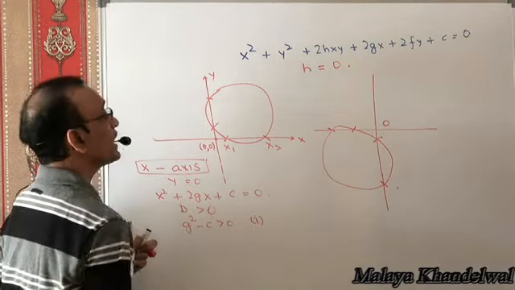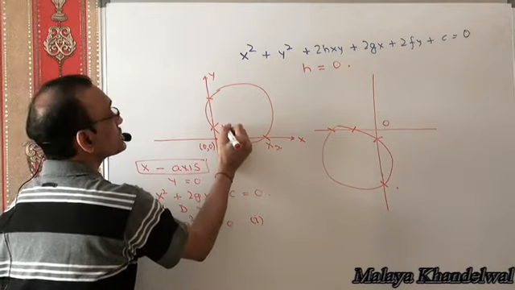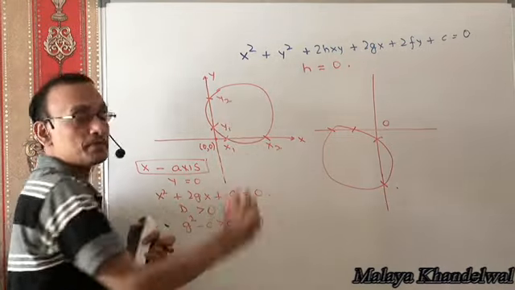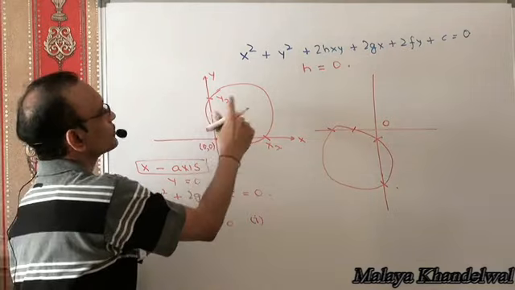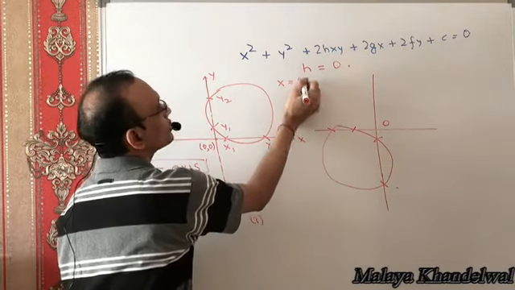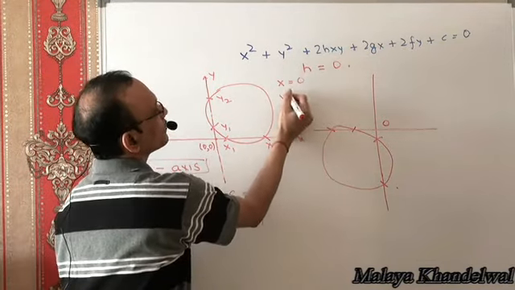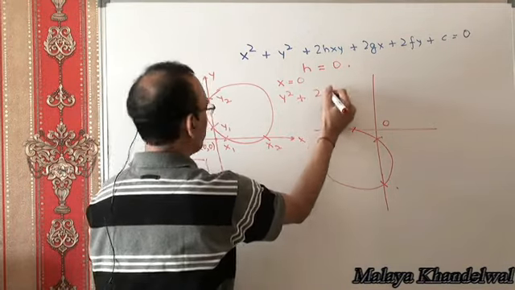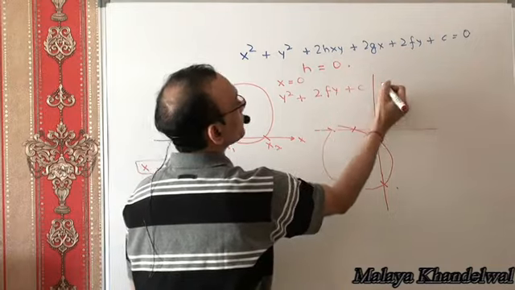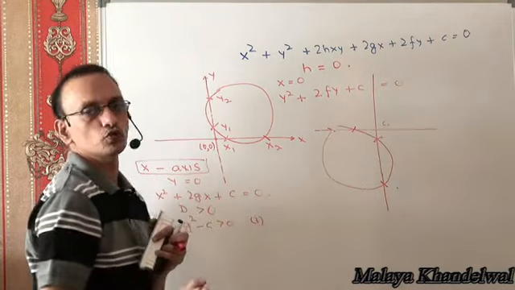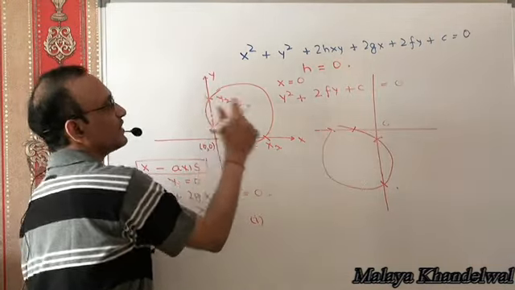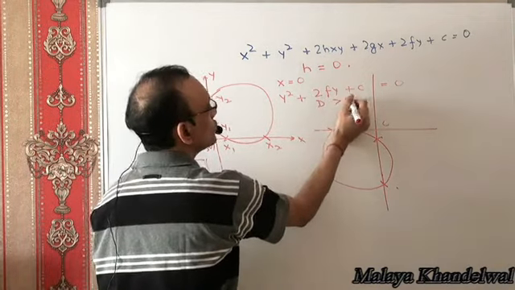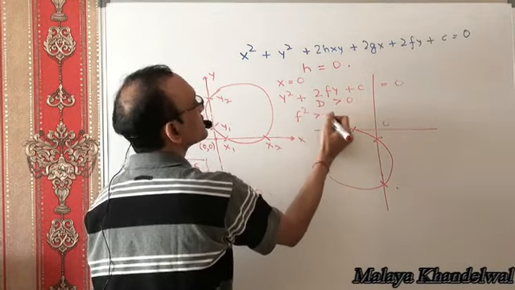That's one condition. And for distinct real values of y, the intercepts with the y-axis, put x = 0. So if I plug in x = 0 here, I get a quadratic in y: y² + 2fy + c = 0. It should give me two distinct values of y1 and y2. That means discriminant greater than 0. That means f² > c.